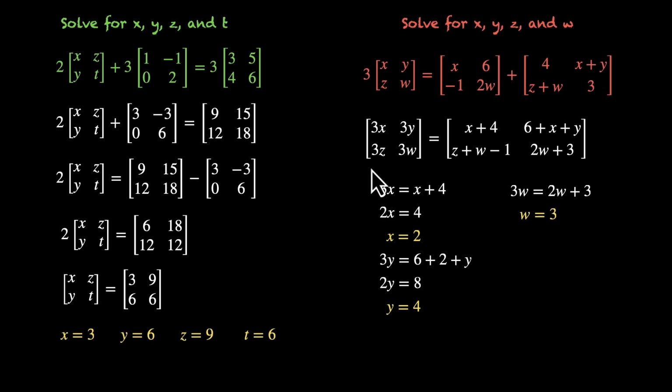Now let's solve for z. We have 3z equals z plus w minus 1. w is 3. This means 3z minus z, that's 2z, is equal to 3 minus 1, that's 2. So 2z is 2, which means z is equal to 1. So the variables are 2, 4, 1 and 3: x, y, z and w.